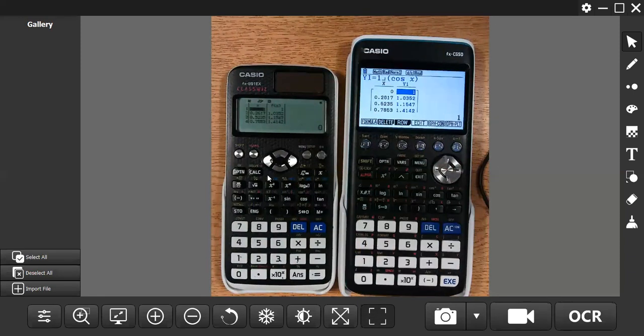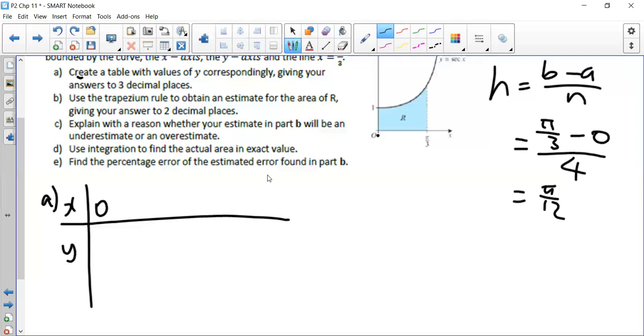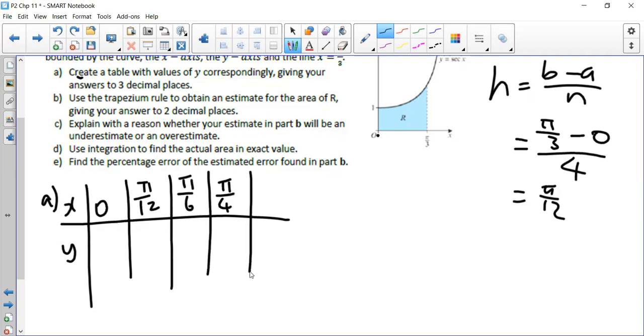Right. So we know it's going up by pi over 12. That means x will be pi over 12. So each time you're adding pi over 12, the next one will be pi over 6. If you do pi over 12 plus pi over 12, that's pi over 6, plus pi over 12 again, pi over 4, plus pi over 12 again, you get pi over 3. Okay, and then you put in the value.